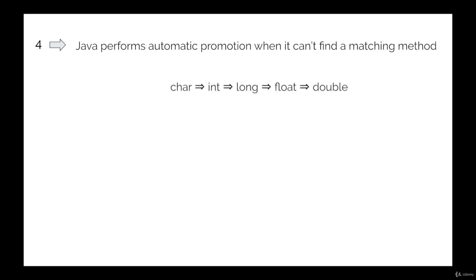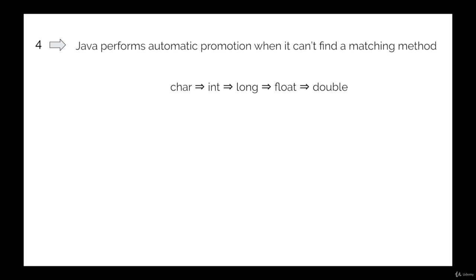This is one type of automatic promotion that can be performed by Java when it doesn't find a valid match. If you have passed a character as a parameter, but Java is not able to find a perfect match, it can promote this character to integer, long, float, double, and so on, till the time it finds the perfect match.